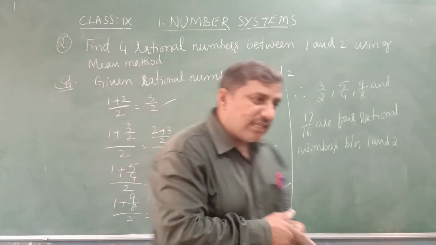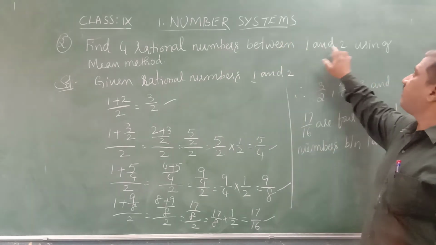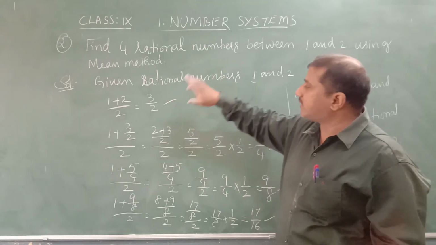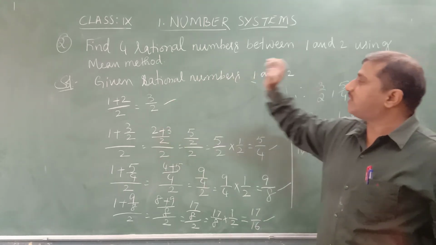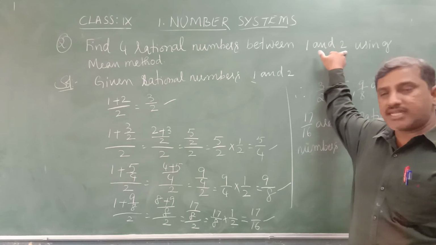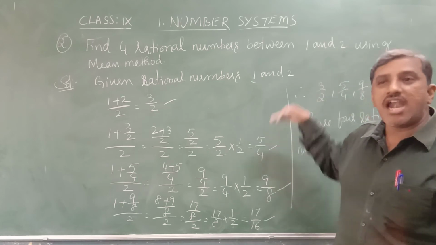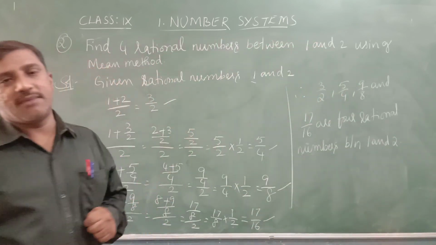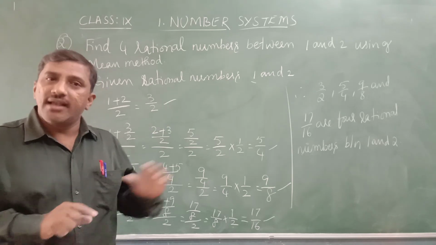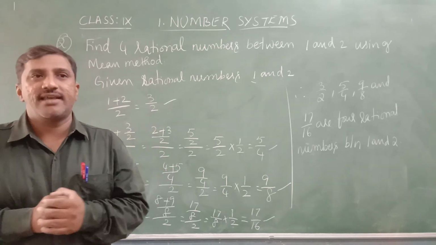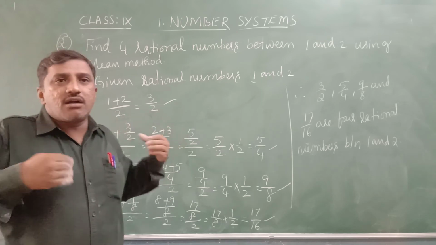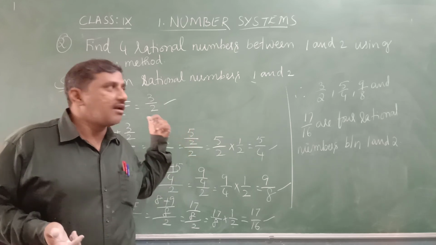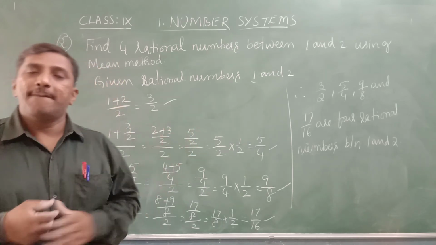So what do we do in this mean method? First we find the mean of the given two numbers and we get one rational number. Next, take this number and find its mean with any one of the two numbers, and we get the second rational number. Continue the same steps to find the required number of rational numbers between 1 and 2. Is it clear, children? So here we have two methods. If the method name is not mentioned, you can apply either method in the examination. You can learn both the methods.